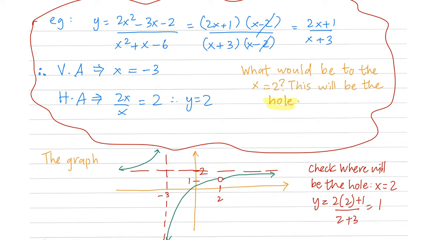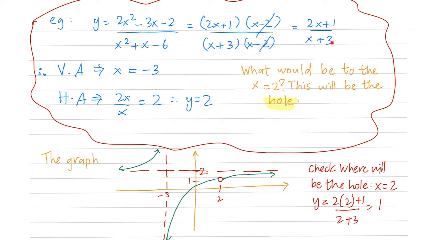This one I want to show you is also when m equals n. The highest power for the numerator is 2x squared here, and the denominator also has x squared. But if we factorize, we get (2x plus 1)(x minus 2) for the numerator, and the denominator is (x plus 3)(x minus 2). And so it happens that we can simplify those.